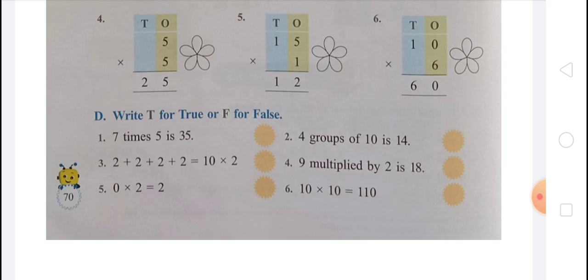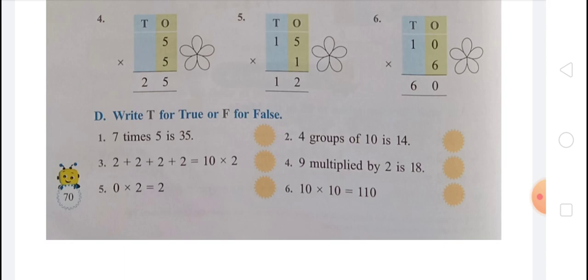Fifth, 0 multiplied by 2 equals 2. False. Why? Because when you multiply any number by 0, the answer is always 0. So 0 multiplied by 2 will be 0, not 2. Okay, so fifth will be false.